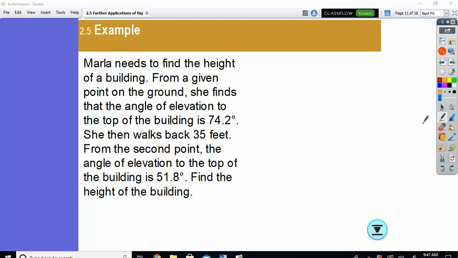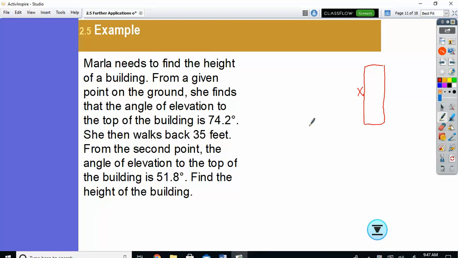Okay. So I think this was the first example we skipped yesterday. Marla needs to find the height of a building. From a given point on the ground, she finds the angle of elevation. So let's stop. We've got a building. Trying to find the height of that. So that's my x that I'm trying to find.